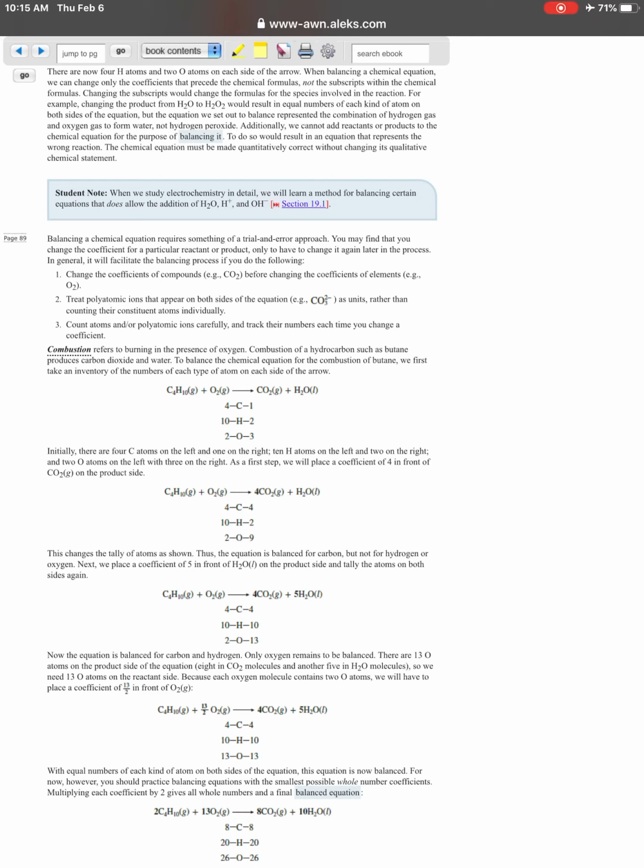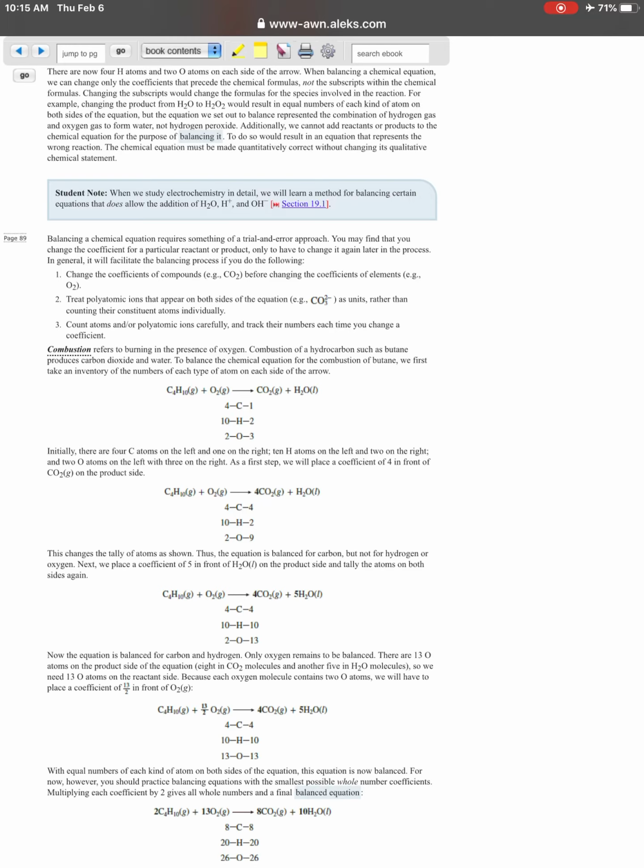So let's begin with the carbon. There are 4 carbons on the left, 1 on the right. So there's more carbons on the left than there are on the right, so we need to have more on the right. Since we have 1 carbon on the right side, putting in 4 in front of it gives us 4 carbons, and that would be the same as the one on the left.